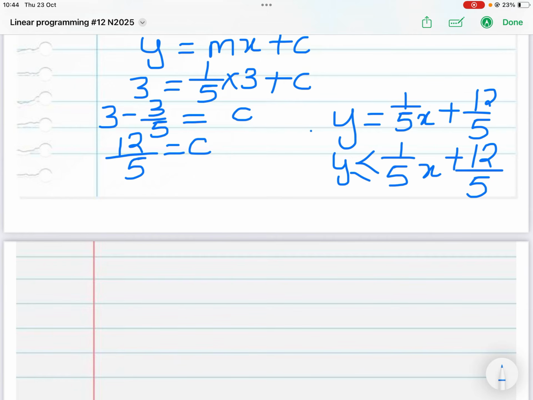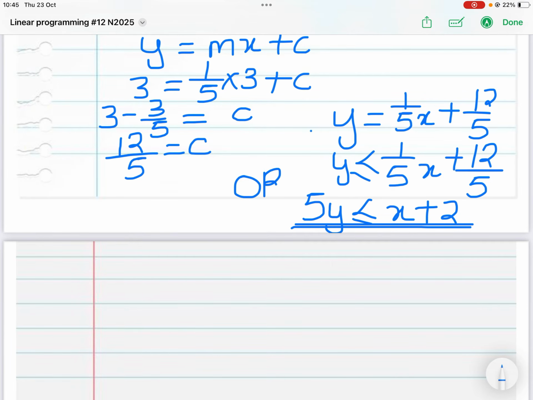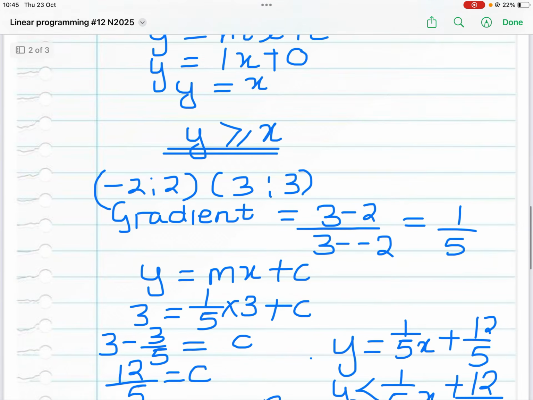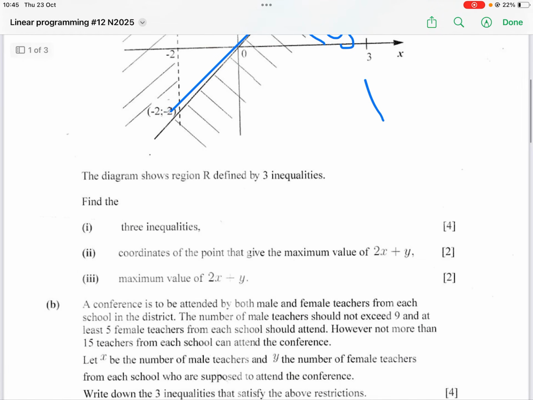So either we can present it like this, or we multiply all the terms by 5 so that we write 5y is less than or equal to x plus 12. So these are possible answers on the next part of the question. So we underline this one, or we underline this one. Right. And then next, we have managed to find the 3 inequalities.